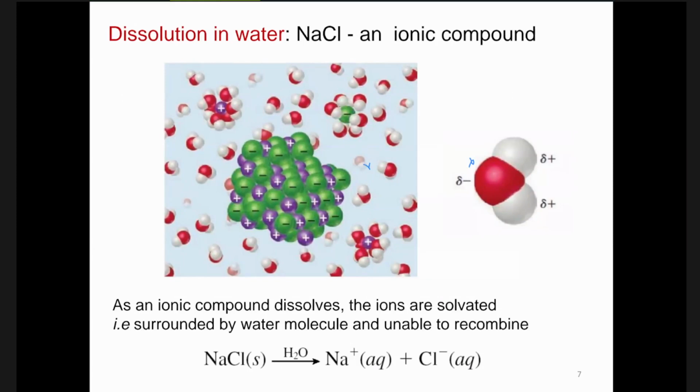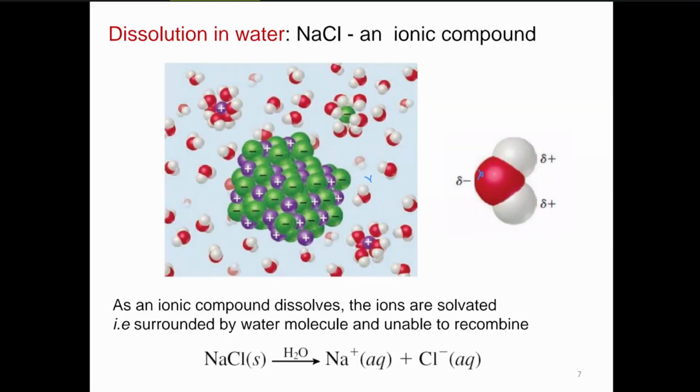So when you have an ionic compound like sodium chloride, you put it in water. An ionic compound when dissolved, the ions are solvated, for example, surrounded by water molecules and unable to recombine. So for example, if you take sodium chloride and put it in water, you will see that the sodium and chloride will be separated, and surround this sodium, you should present it like sodium like this.